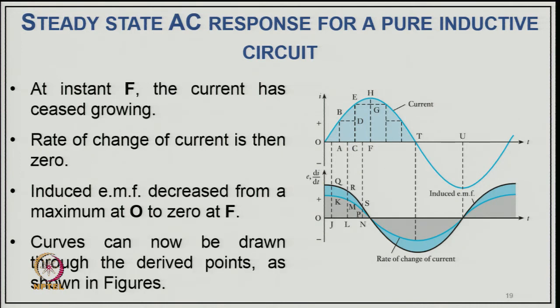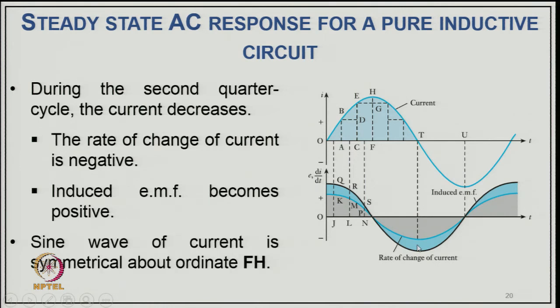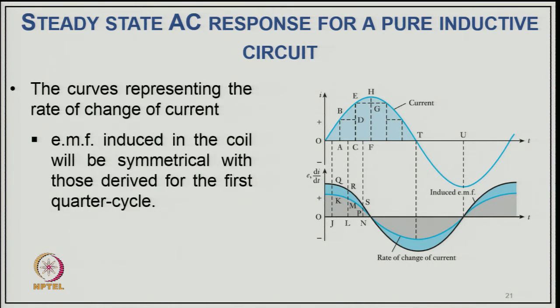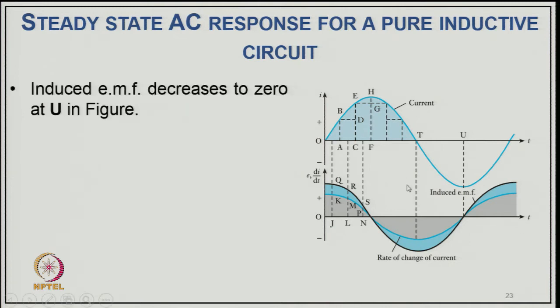So, the curve can now be drawn through the derived points as shown in the figures, and we can say during the second quarter cycle the current decreases and the rate of change of the current is negative, and the induced EMF also becomes negative. Since the wave of the current is symmetrical about ordinate FH, the curve representing the rate of change of current, I mean the induced EMF in the coil, will be symmetrical with those derived for the first quarter of the cycle, and the rate of change of current at any instant is proportional to the slope of the current wave at that instant. So, the induced EMF increases from 0 to a maximum at T, as you can see in magnitude, and the induced EMF decreases to 0 again at point UT here, as you can see.